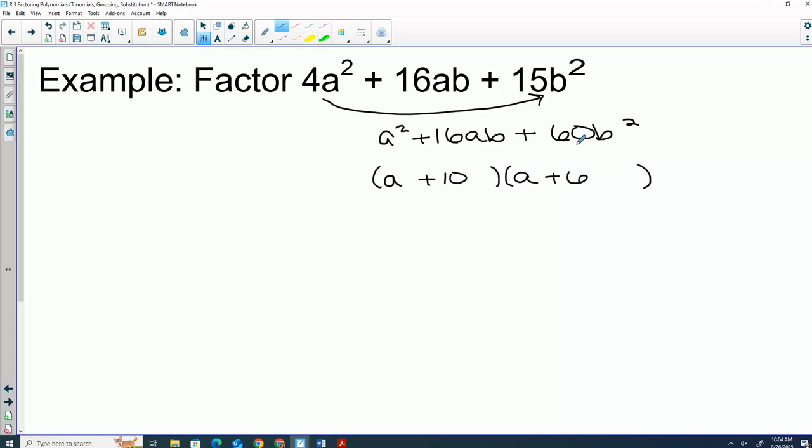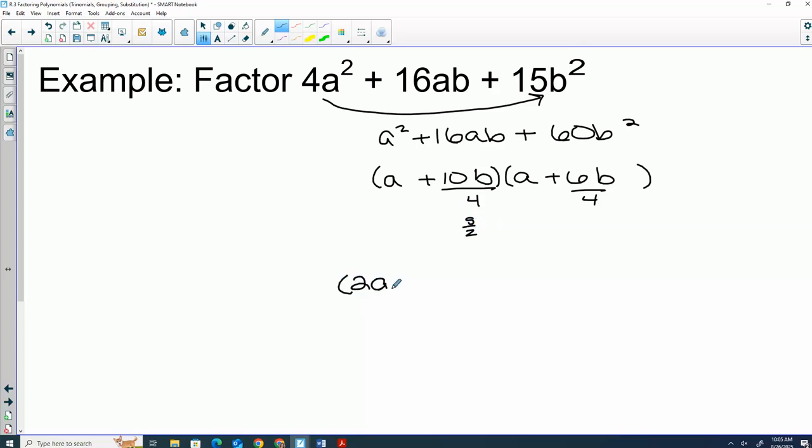But you notice this isn't just a 60, it's a 60b squared, so what do both the 10 and the 6 need with them? A b. 10b and 6b. Then we just have to undo our slip and slide, so divide our 4 back. So 10 over 4 reduces to 5 over 2.